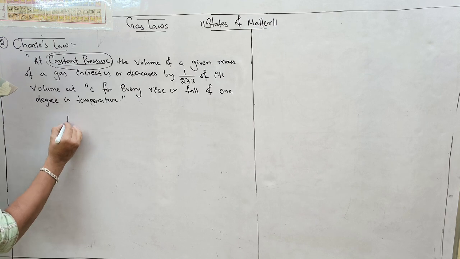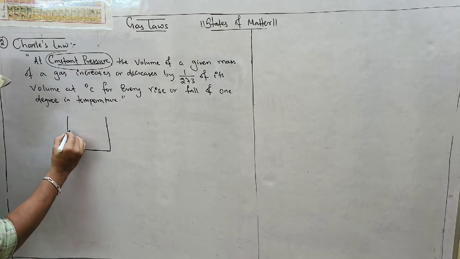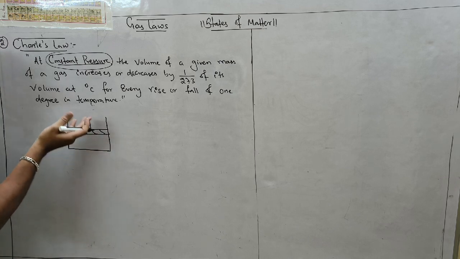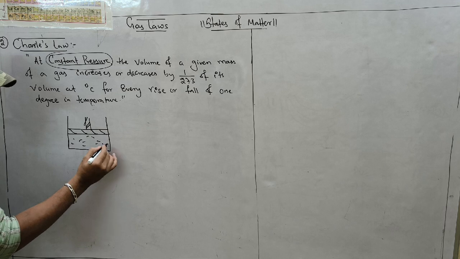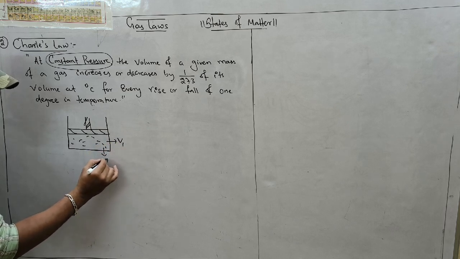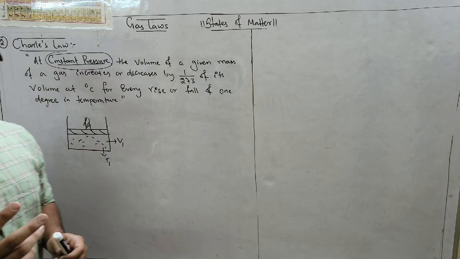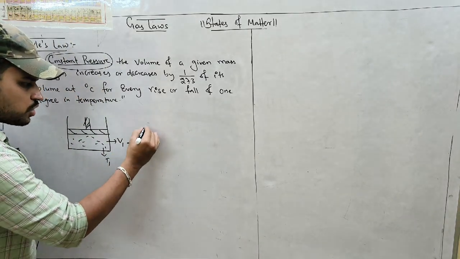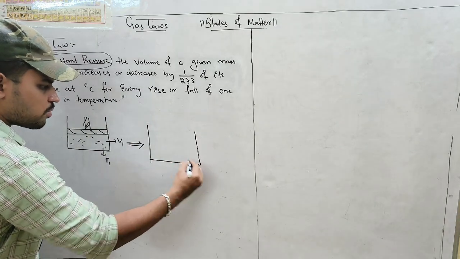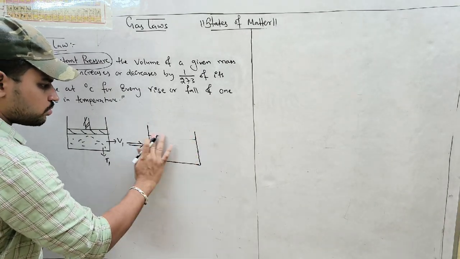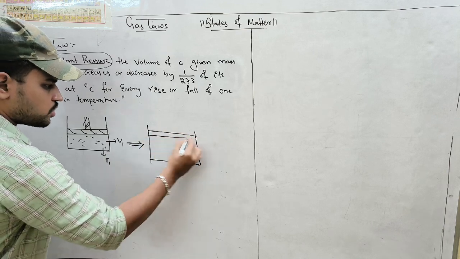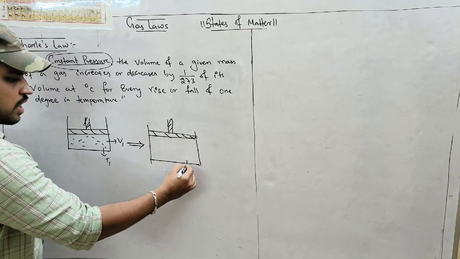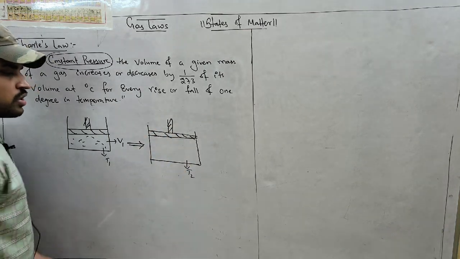If you see, a gas is enclosed inside a container having a frictionless piston, with initial volume V1 and initial temperature T1. As we said, it is directly proportional. Let's say we have increased the temperature to T2, that means by providing heat. So when you provide heat and increase the temperature to T2, what happens here?